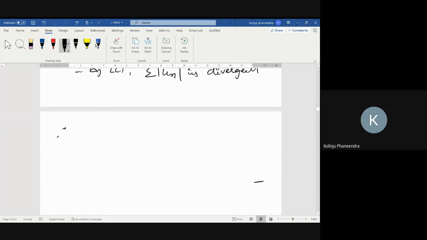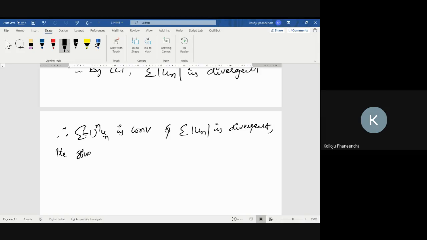Therefore, the series sigma minus 1 whole power n minus 1 un is convergent, and sigma mod un is divergent. So the given alternate series is conditionally convergent. Okay, this is one model.